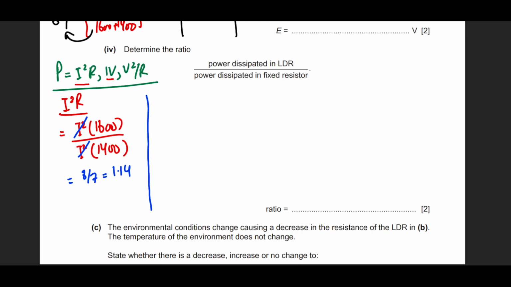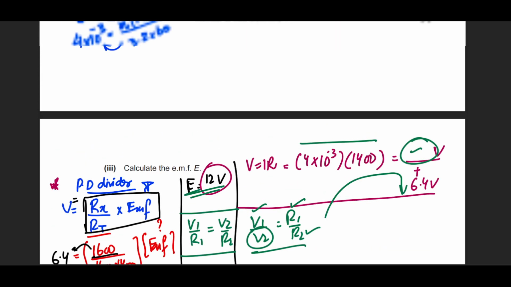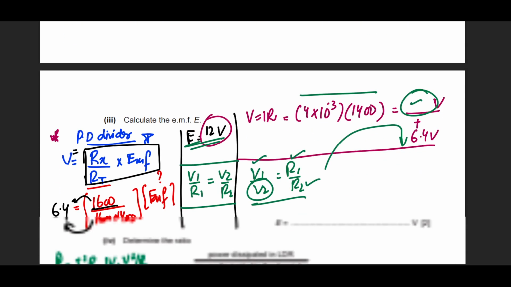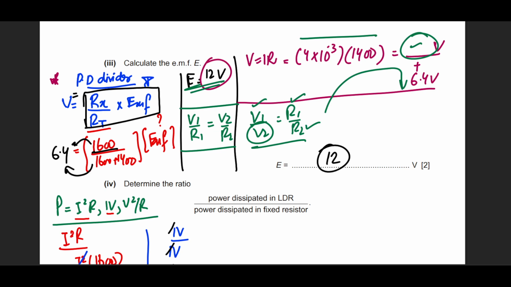Let's try the second method, which is IV. So IV divided by IV. Do I need to worry about the current? No, because current is the same, it gets cancelled out. So the voltage of the LDR was 6.4. The voltage of the other component, the fixed resistor, would be simply 12 minus 6.4, if you've previously calculated the EMF, which was 12 volts, right?